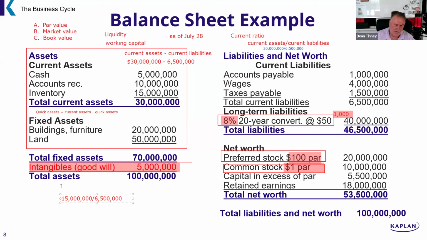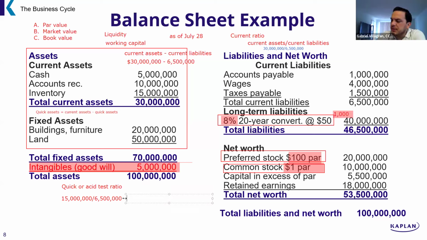And in this, what we do, quick ratio or acid test, is we take the quick assets and divide. It's the same ratio, just without the inventory. That's exactly right. Because the idea is we don't want to have to sell the inventory, right?